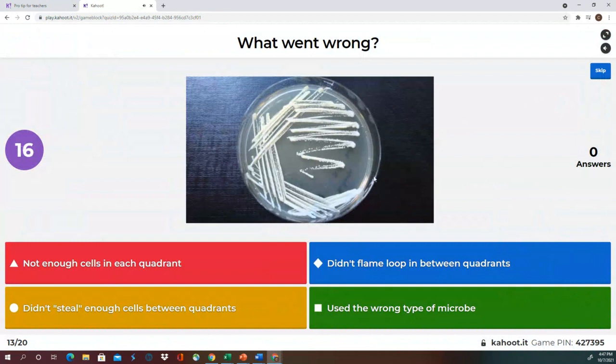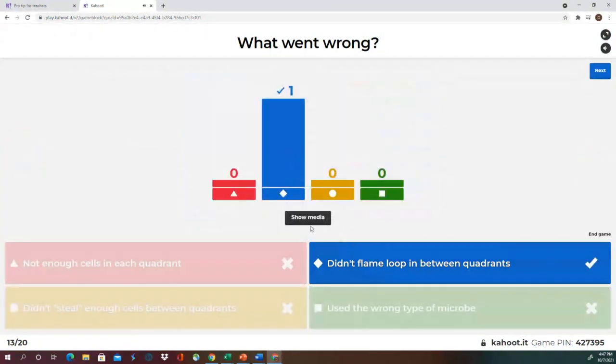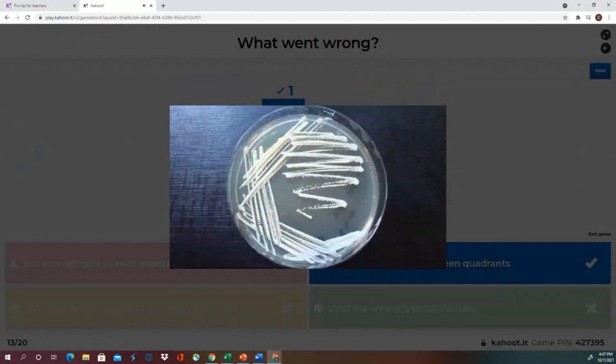All right, so remember with the streak plate, our goal is to get isolated colonies. And as you can see in this picture, this person did not. And so there are really two reasons why someone may have gotten these results. One is that they didn't flame their loop in between quadrants. Because remember, we flame the loop in between quadrants so that we're killing any remaining cells on the loop, right? Because our goal is to decrease the number of cells that we have.